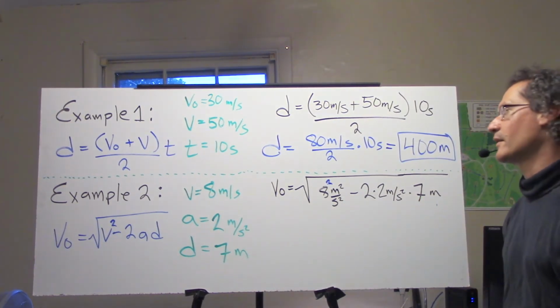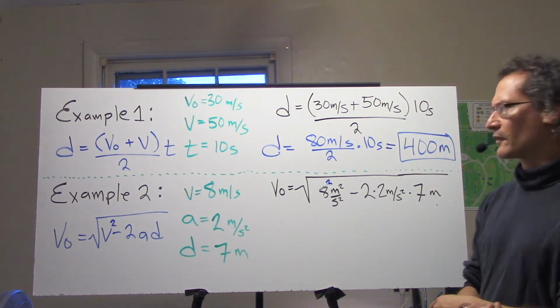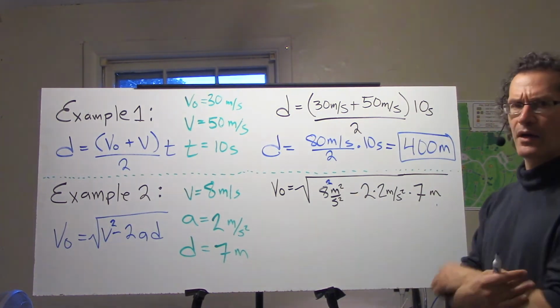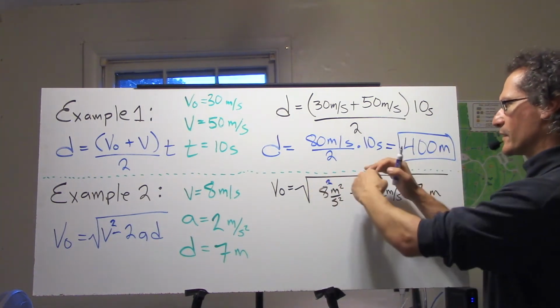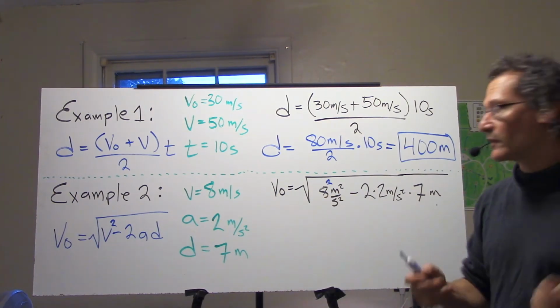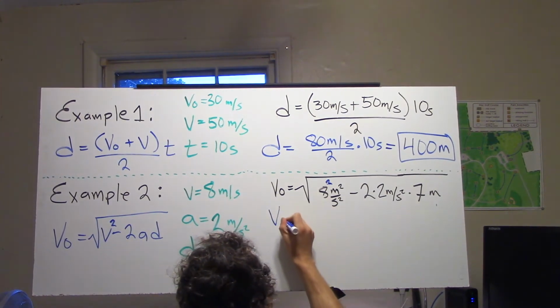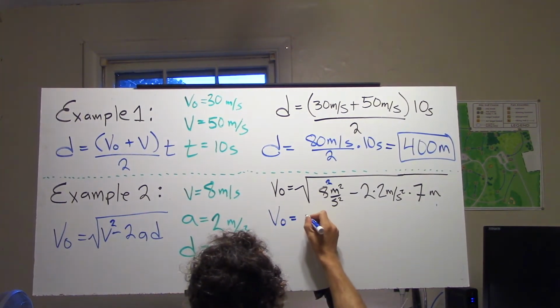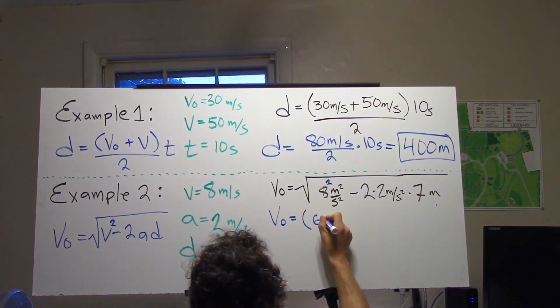Whew, there's a lot there. All right, what do we do first? Well, there are a couple of things to do. We could do this exponent first. That would be cool, because everything really is contained within this square root. I'm going to rewrite the square root another way to make this a little more obvious. v naught equals parentheses. I'm just going to square this out right now.